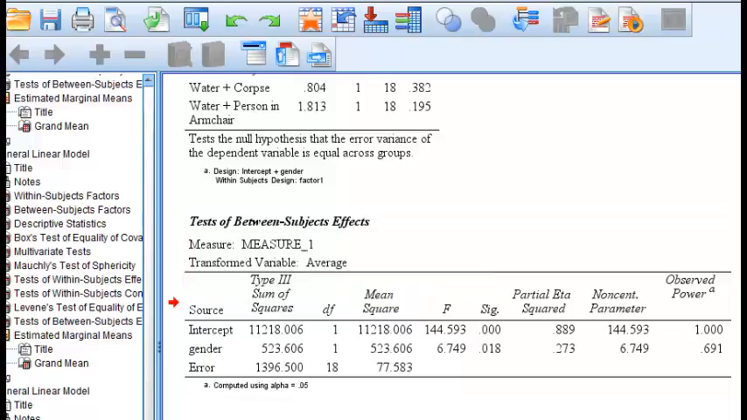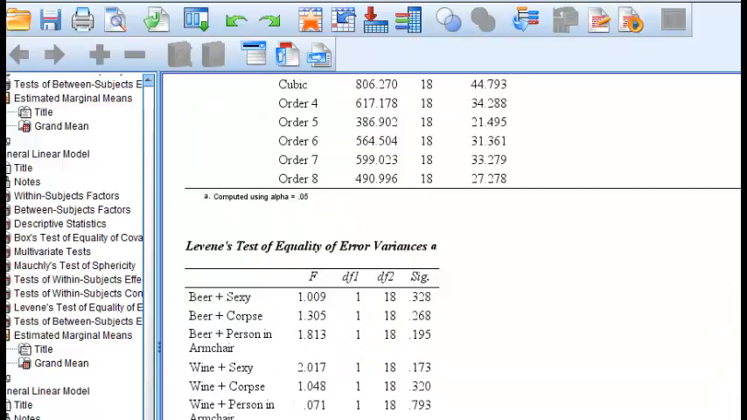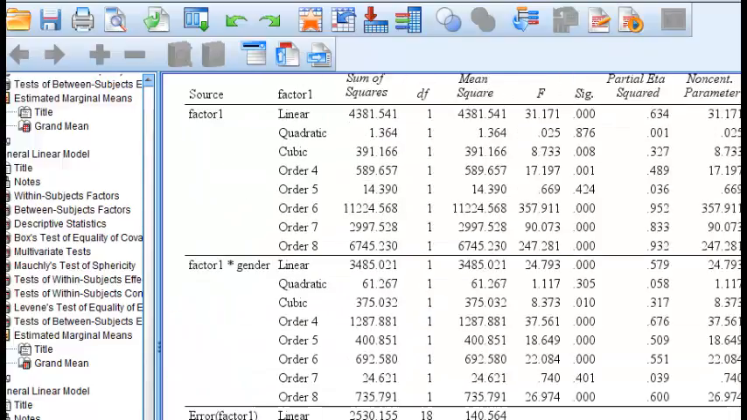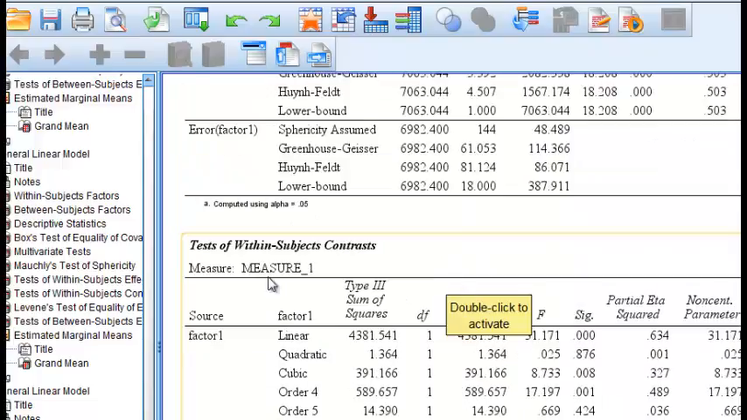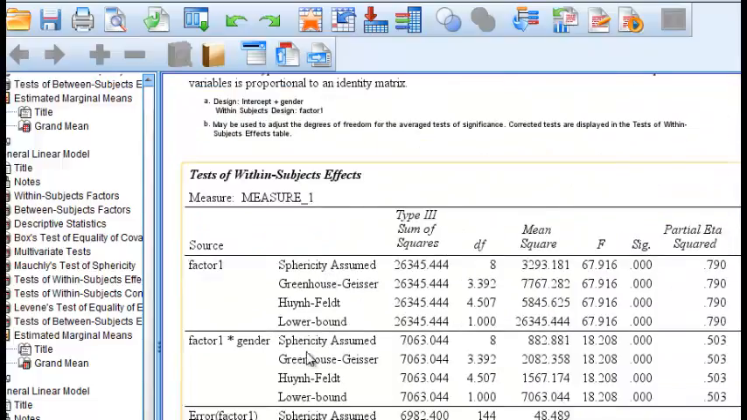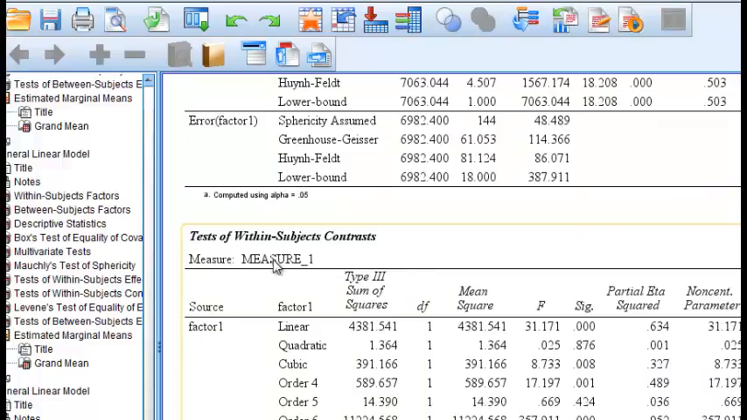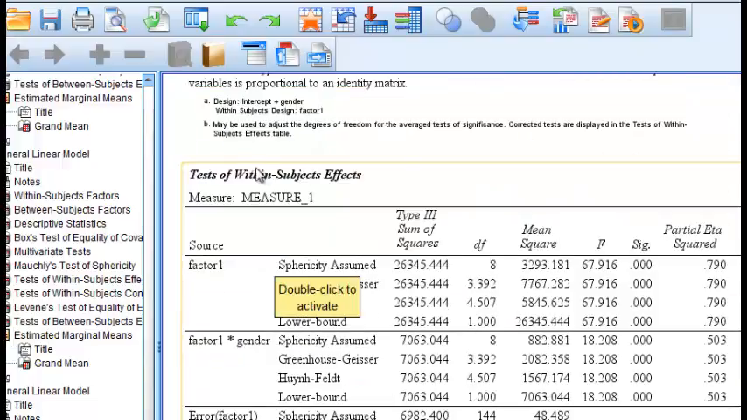Now I'm going to scroll back up to find the test within the subjects, right? That's the big one right up here. There it is. So this is the contrast. We don't want contrast. Be careful. The boxes kind of look the same, but they're not the same. This is what we want.